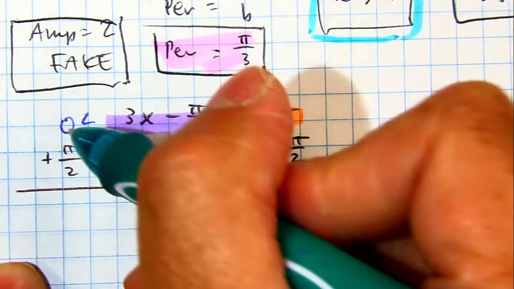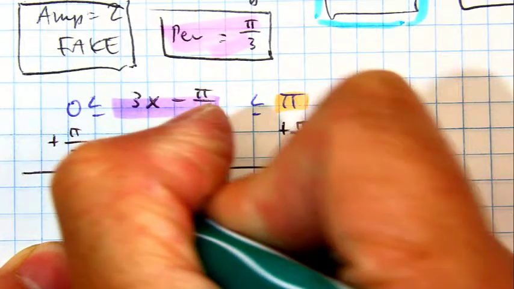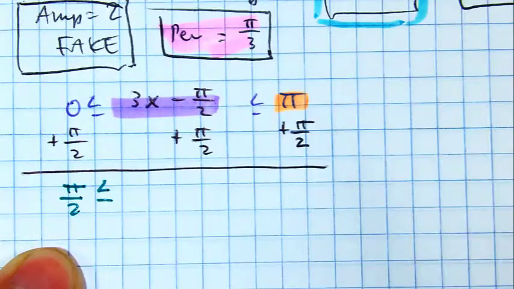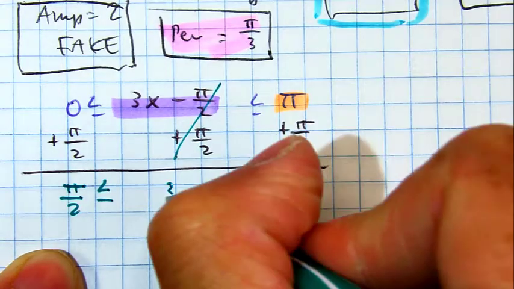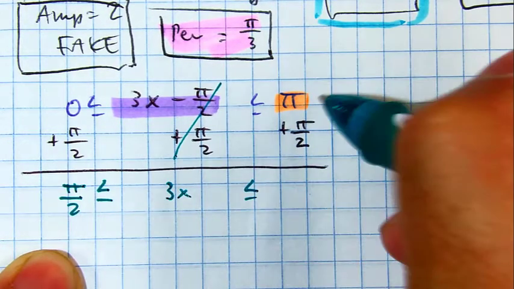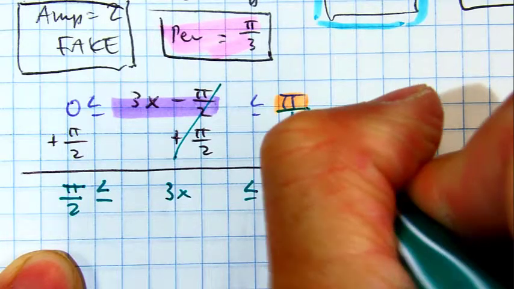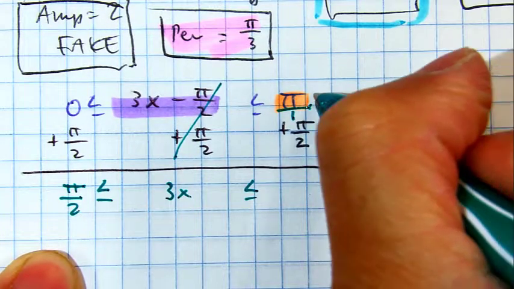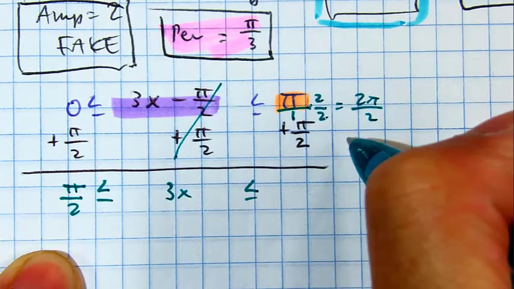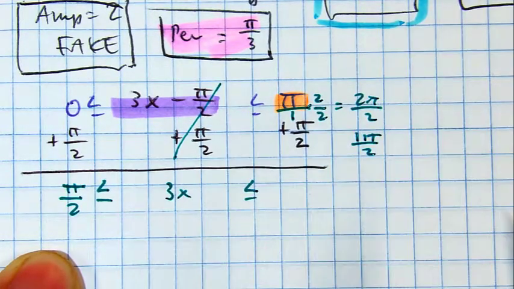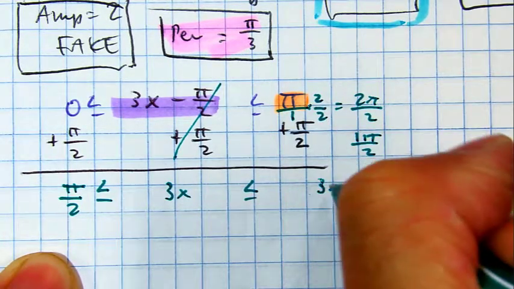Class, this one will become pi over 2. What's left? 3x. How do you make pi a fraction? To get a common denominator, I'm going to have to multiply by... So 1 plus 2 gives us what? 3 pi over 2.